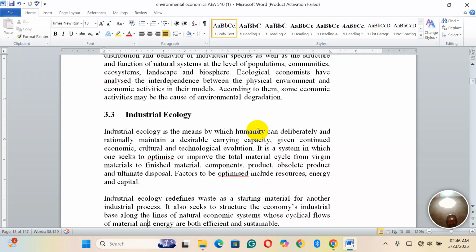So it is a system in which one seeks to optimize and improve the total material cycle, from virgin materials to finished material, components, product, obsolete product, and ultimate disposal. Also, the factors to be optimized include resources, energy, and capital.